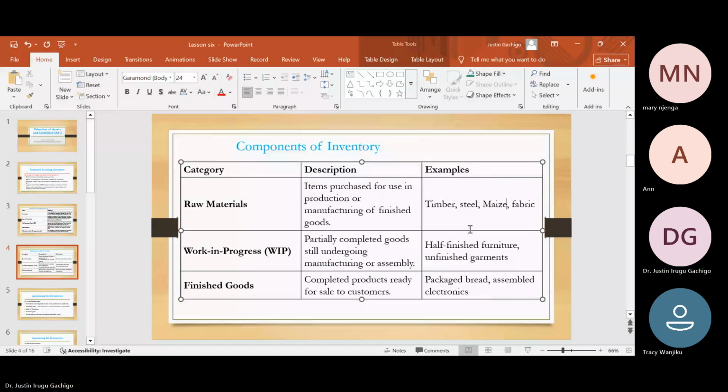Then we have the finished goods, and these are completed products ready for sale to customers. Example, we have the packed blade, assembled electronic, etc.